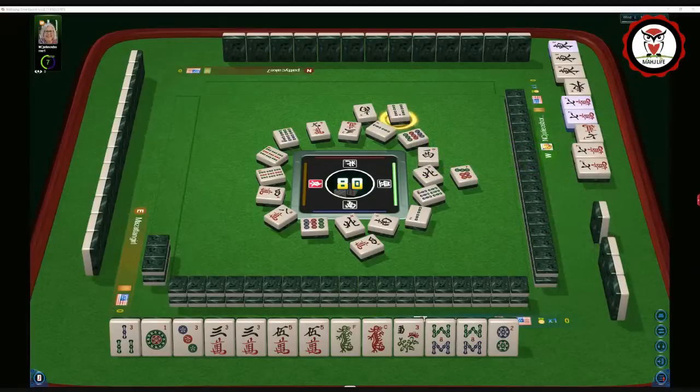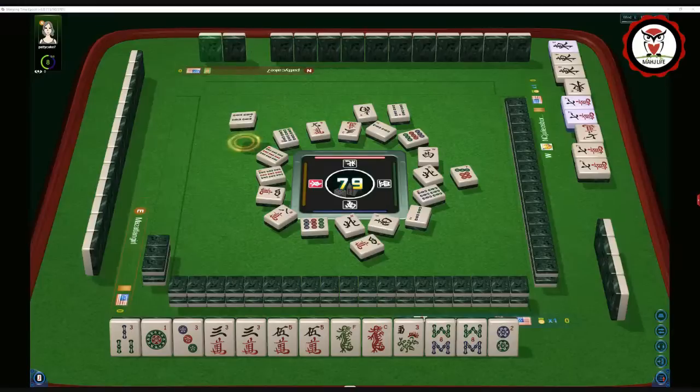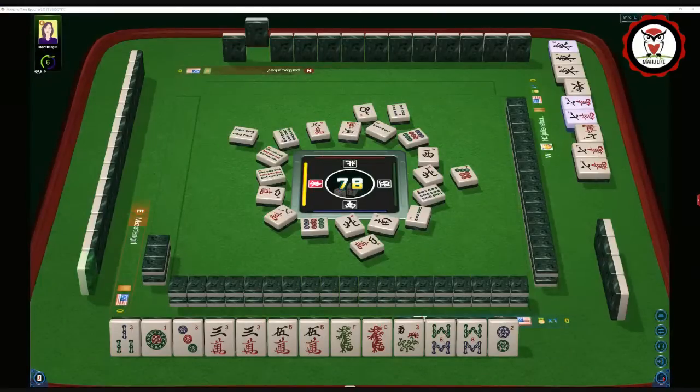Uh-oh. Four bamboos. We have a quit. This is where I would change my thinking and consider defense. But we're in the beginning of the game. They threw away a seven dot. That means they have seven bams. Four bamboos. So seven bams are going to be extremely risky.